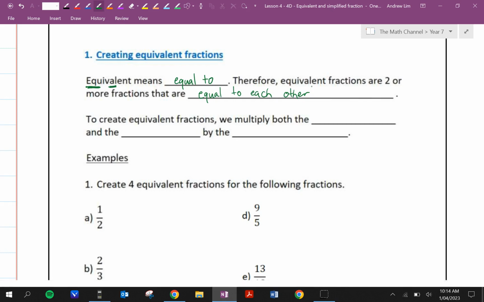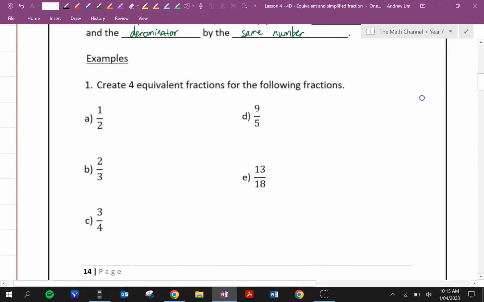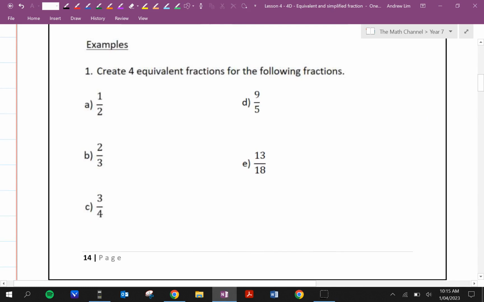To create equivalent fractions, we multiply both the numerator and the denominator by the same number. Okay. So we multiply both the top and the bottom by the same number. So let's create 4 equivalent fractions for the following fractions.